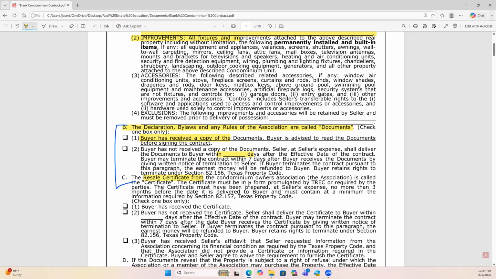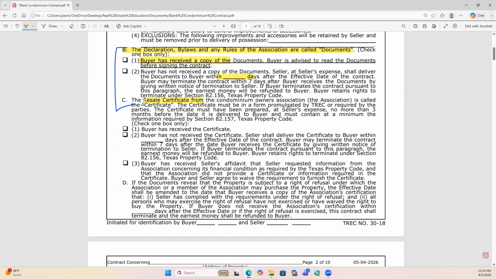Only two dogs are allowed per condominium, or whatever the situation is. Your declarations, your bylaws, and your rules are literally just that: what is allowed and what is not allowed, whereas the resale certificate is going to discuss the fees associated with that condominium. And has that been received or not? That's what this is saying. Yes, it's been received, we have the resale certificate, or we do not.